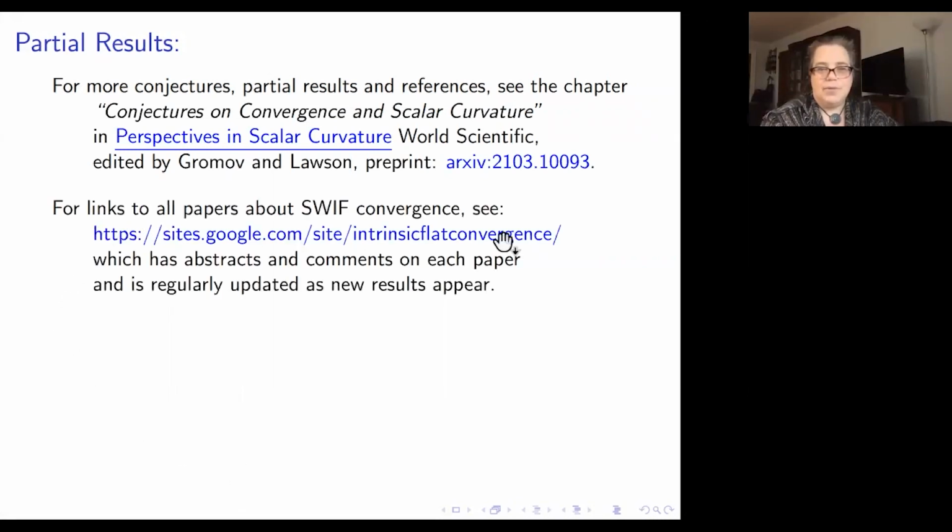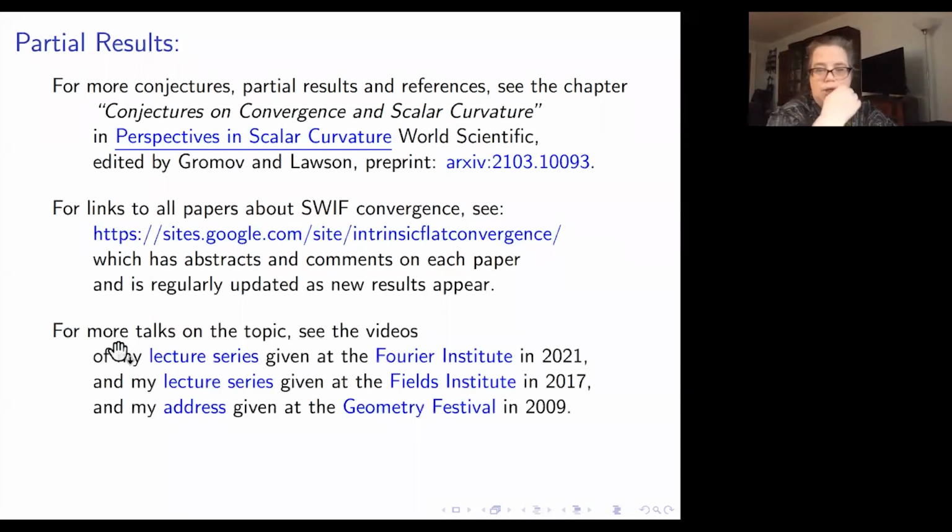Anyone who's interested in papers about Swift convergence, I update this website all the time. This one has been sent to proof, so this one's not going to be updated. This will be continued to be updated. Anything that's related to intrinsic flat convergence will always be added to this webpage. If you want to learn more about intrinsic flat convergence, the rigorous definition, the details of various theorems and proofs, I have a lecture series at Fourier Institute, one at Fields Institute, and I had the original address about intrinsic flat at the Geometry Festival in 2009.